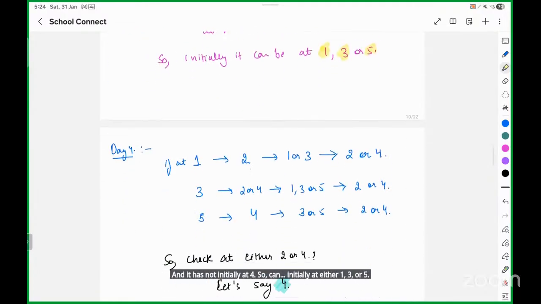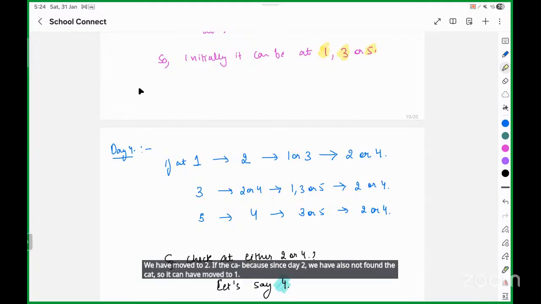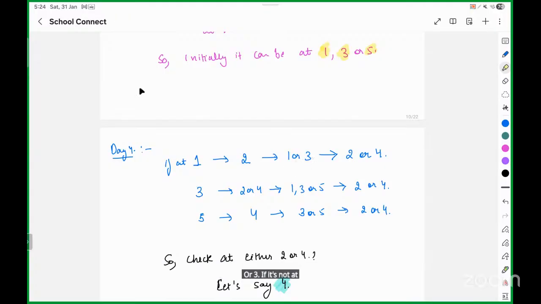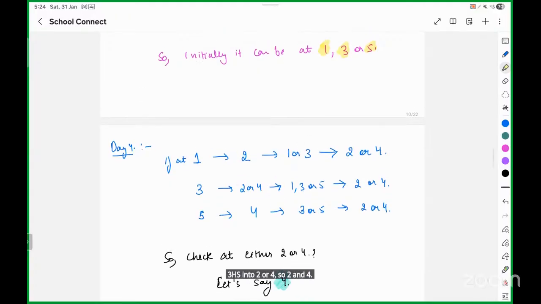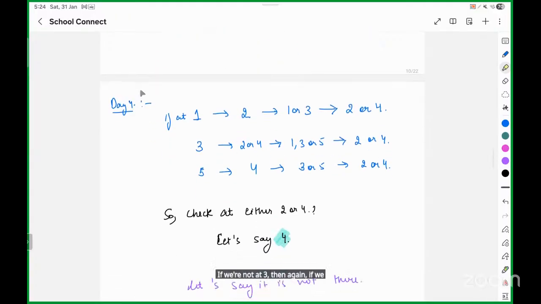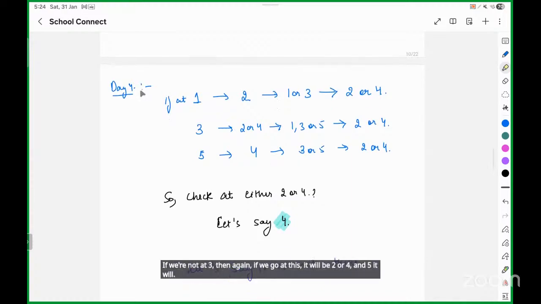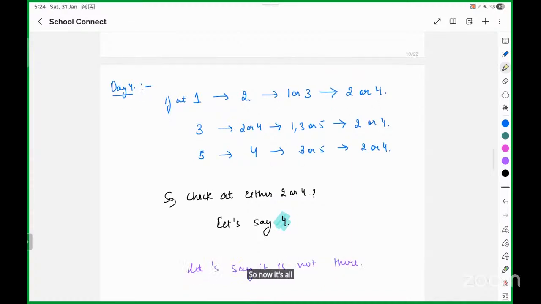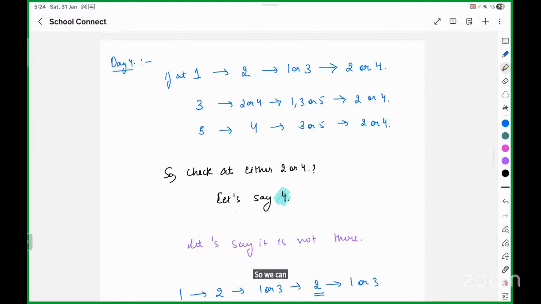So on day 1, if the cat was at 1, it moved to 2. Because on day 2 we have also not found the cat, it can have moved to 1 or 3. If it's not at 1 or 3, it has moved to, because 1 is adjacent to 2, and 3 is adjacent to 2 or 4, so 2 and 4. And 5 also. So now it's all 2 or 4, 2 or 4, 2 or 4. So we can check either 2 or 4.